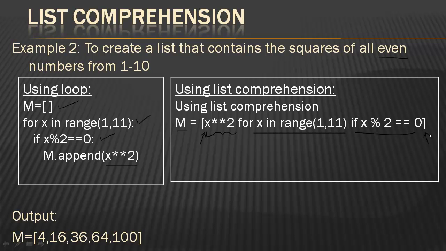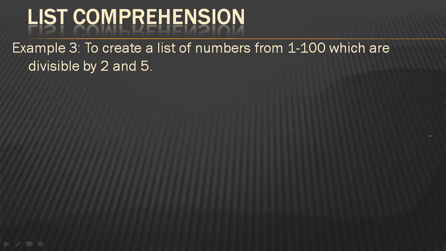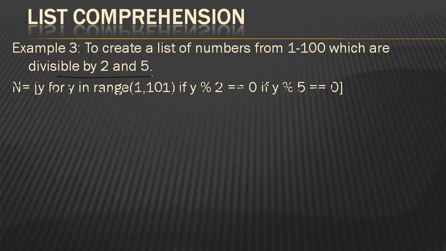Okay, so now from the next example onwards, I would be not showing you the loop. Now you understood from a loop how do you convert it to your list comprehension method. We'll just be talking about the list comprehension method. Okay, now I say to create a list of numbers from 1 to 100, which are divisible by 2 and 5. So there are 2 conditions, that the number has to be divisible by 2 as well as divisible by 5. But am I squaring the number or doing anything with the number? No, I'm just storing the number as it is. Okay, so then it makes it easier. I'm storing y. That's the expression here. So in this example, the expression is just y. I'm storing the number y as it is.